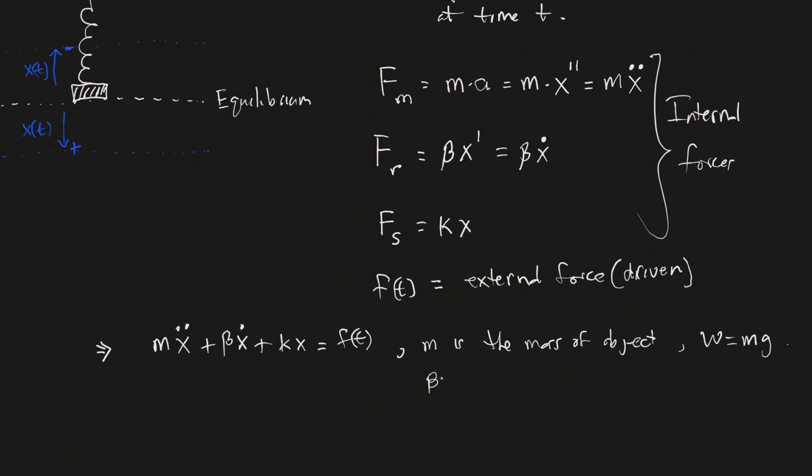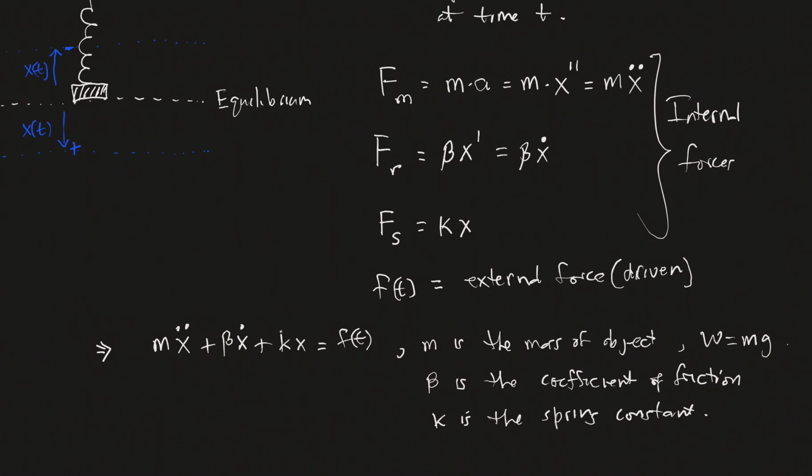Beta is the constant of proportionality related to the resistive force. So we sometimes call it the coefficient of friction. So let's just use that phrase, the coefficient of friction, and that multiplies our instantaneous velocity. And then k is often referred to as our spring constant, Hooke's spring constant. So k is the spring constant, right?